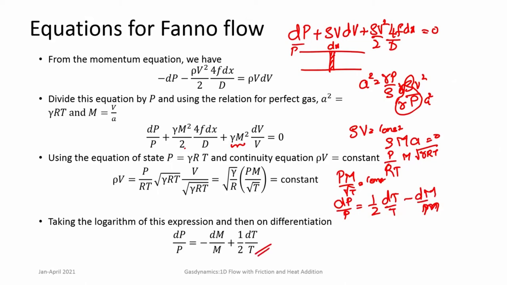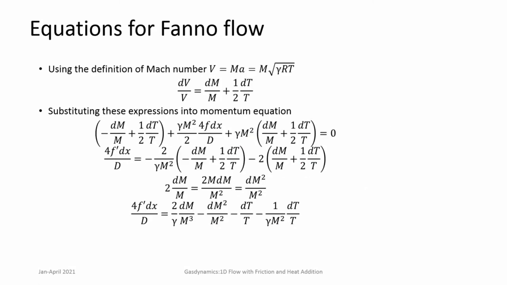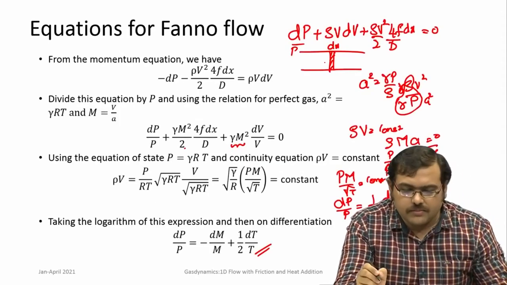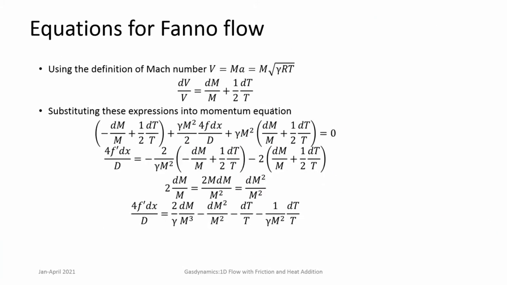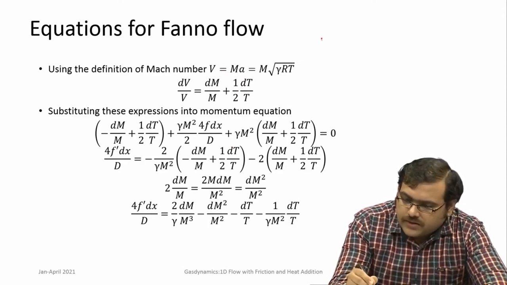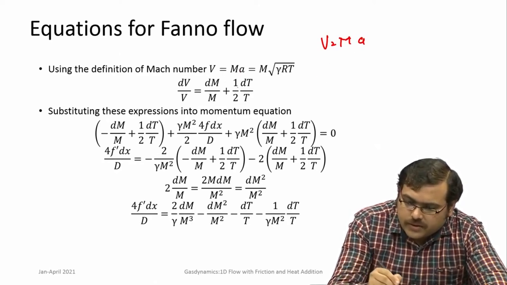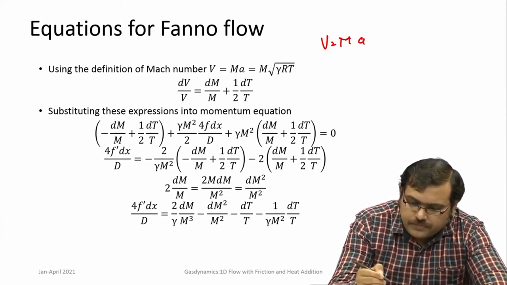Now there is an expression for dP by P in terms of dM by M, and also dT by T occurs here. Can we express dT by T in terms of dM by M only? This can be done because we have the definition of Mach number also, that is because there is a term dV by V here. So, dV by V can also be expressed in terms of dT by T because V is Mach number multiplied by speed of sound a. a goes as square root of T. So, we get dV by V is dM by M plus half dT by T.